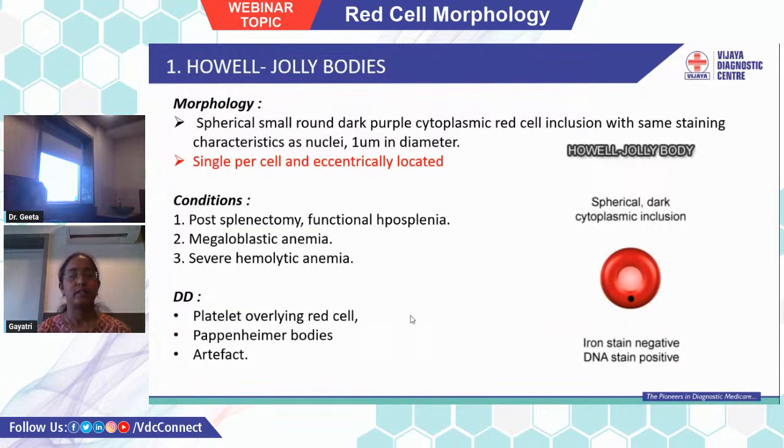Coming to the first inclusion, a Howell-Jolly body. These are small and spherical, dark purple cytoplasmic inclusions. They are usually located eccentrically and seen singly. These are seen in post-splenectomy cases, any functional hyposplenia, megaloblastic anemia, and severe hemolytic anemia. The important differential diagnosis is a platelet overlying a red cell. It shouldn't be confused with platelets, Pappenheimer bodies, and any artifact.